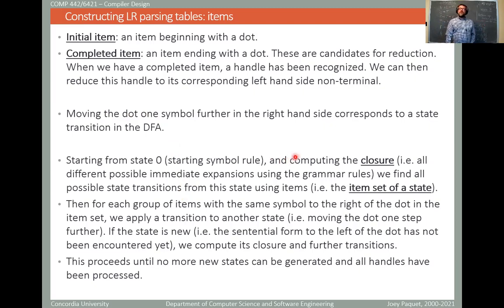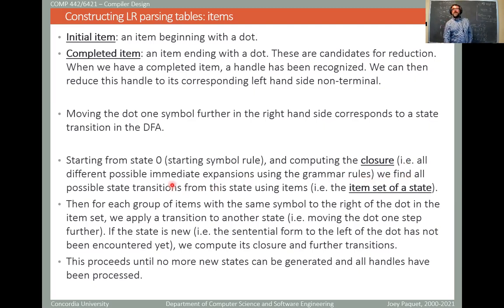Then we're going to compute what is called the closure of this particular rule. The closure is all the different possible intermediate expansions using the grammar rules. For example, I'm going to show it in the example in the following slide. So I'm just going to explain the concepts, and then we're going to see what they mean with the example.